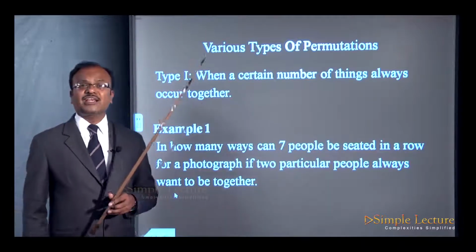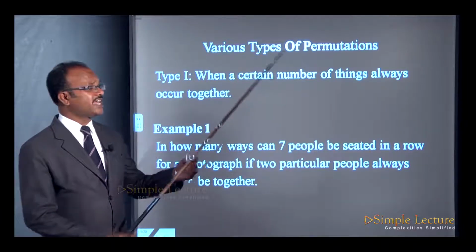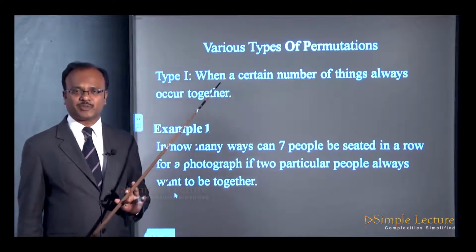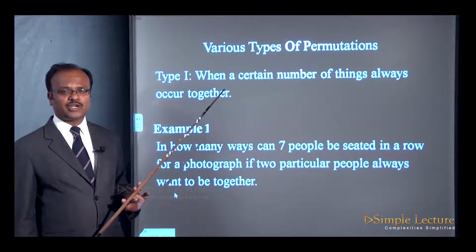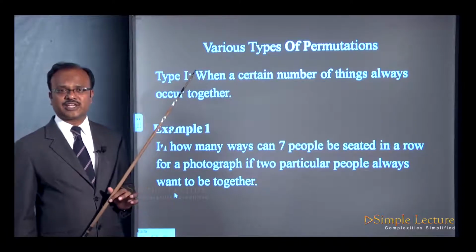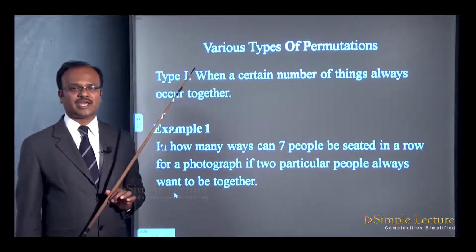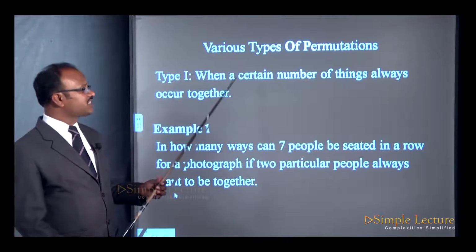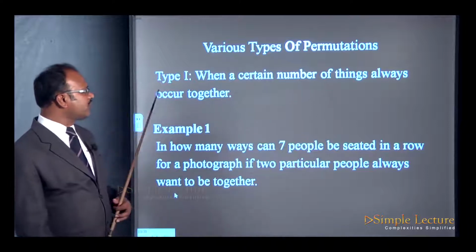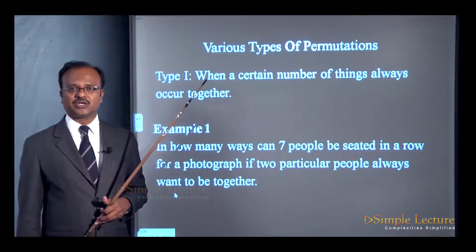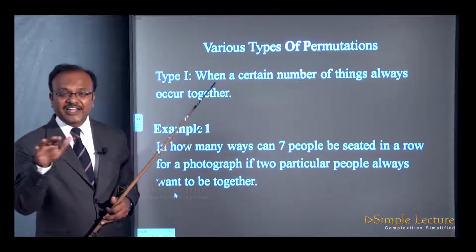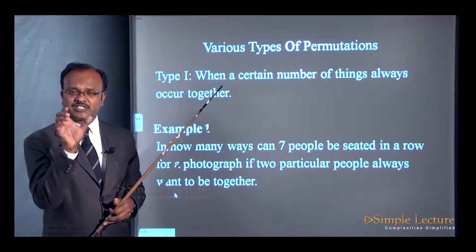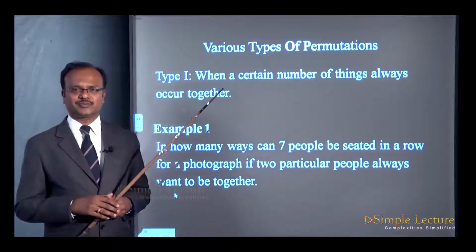Now, let us go to the various types of permutations. So, what are the various types of permutations? Very important, because the problems which you get in the examination will be based on these types of permutations. So, the first type, when a certain number of things always occur together. So, whenever you are going to arrange the objects, you have to arrange them in such a way that certain objects will always be together.